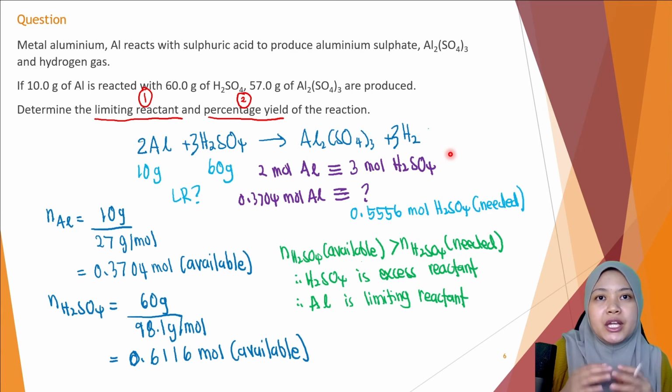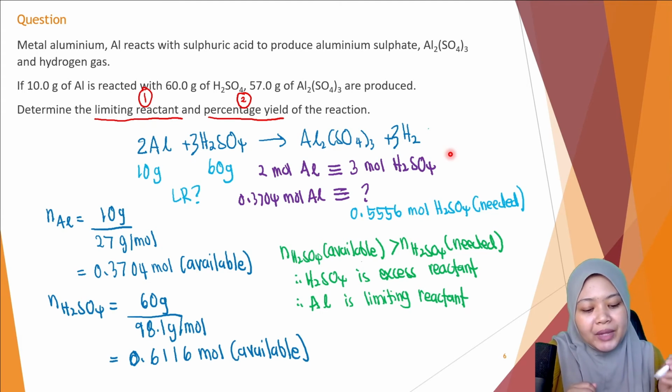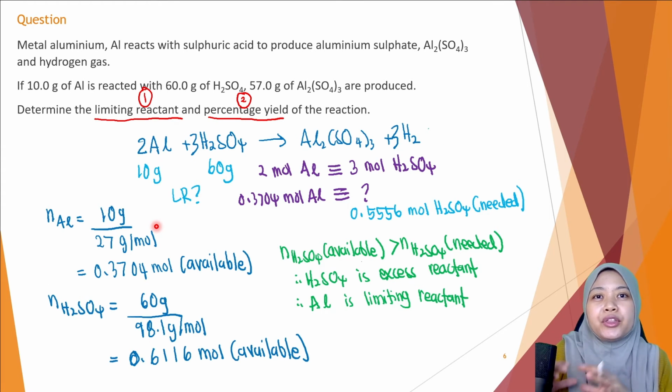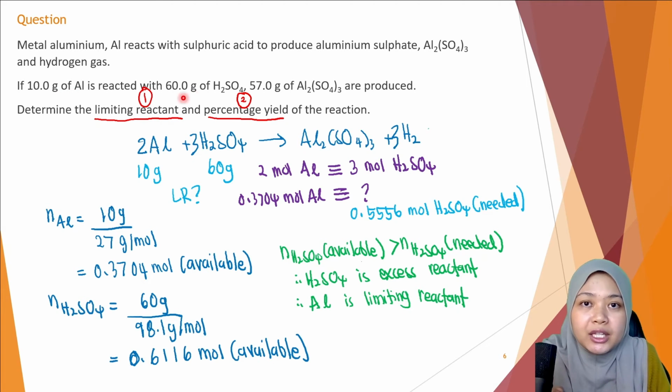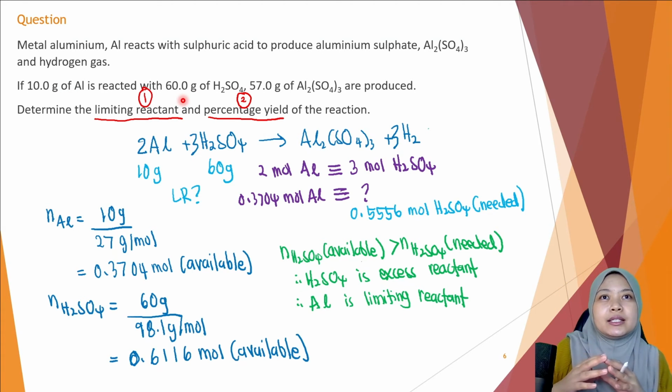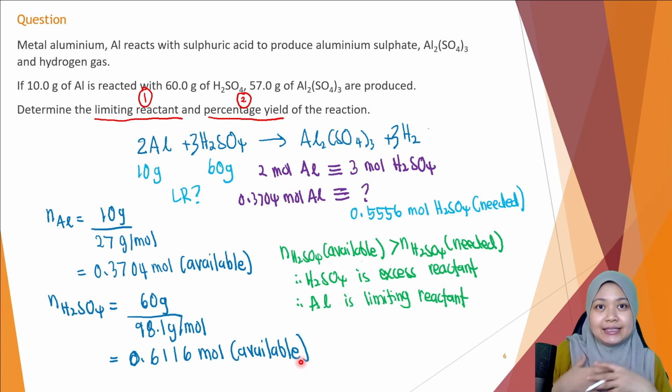If the question already gave you the equation, you have to check whether the equation is balanced or not. If not, balance the equation. Then, you have to find the mole for both reactants. The mole you get from the mass given in the question, we assign it as available mole. Mole yang ada, mole yang reactant tu ada.